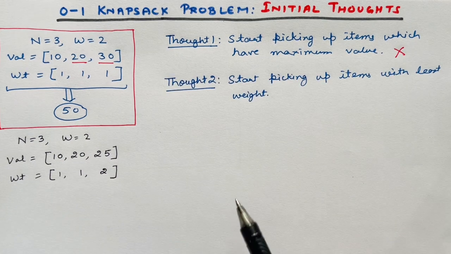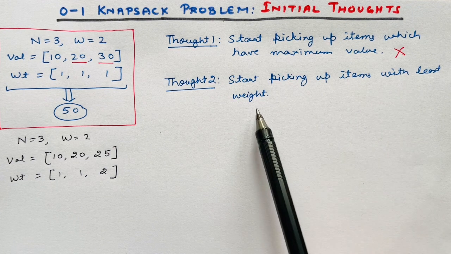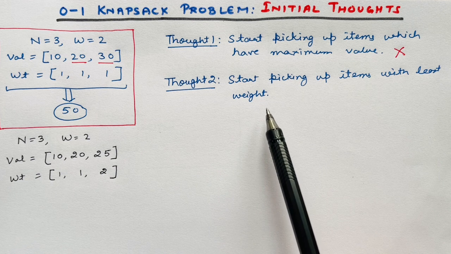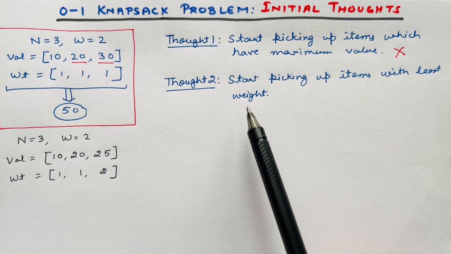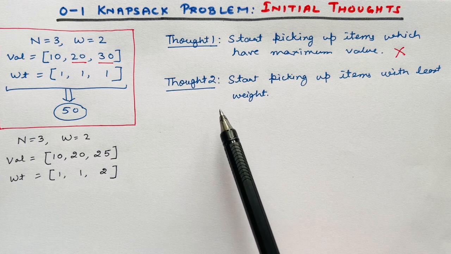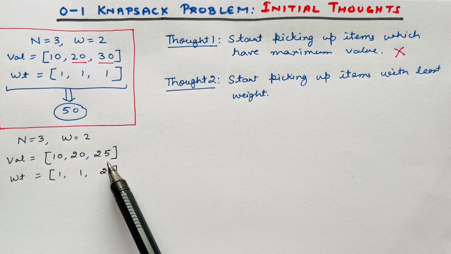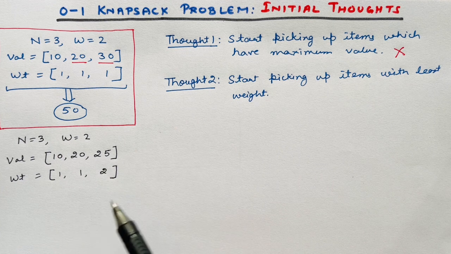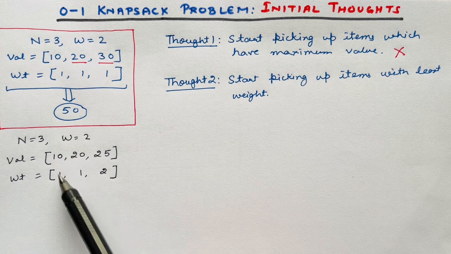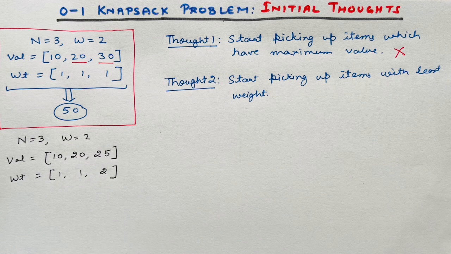Another thought that could have come to mind is that we start picking up items with least weight. So what will happen is that we will get to pick more items. So probably value will be maximized. But it is easy to say that this thought is also very flawed. In this example, if instead of 25 we had 40, then this thought process would not have worked because we would have picked 10 and 20 and rather we should have picked only 40. So we can say that this approach is also flawed.